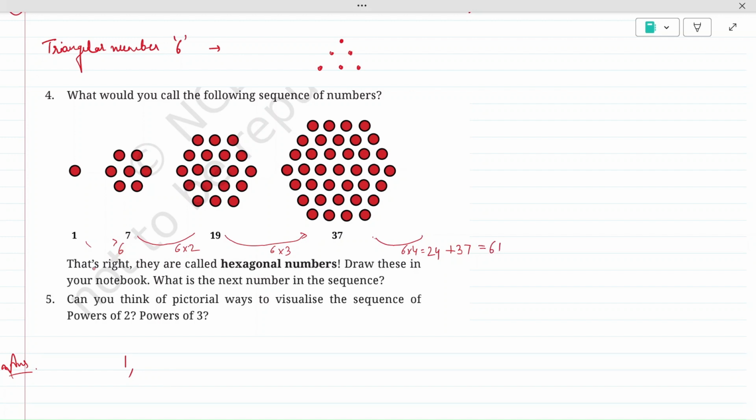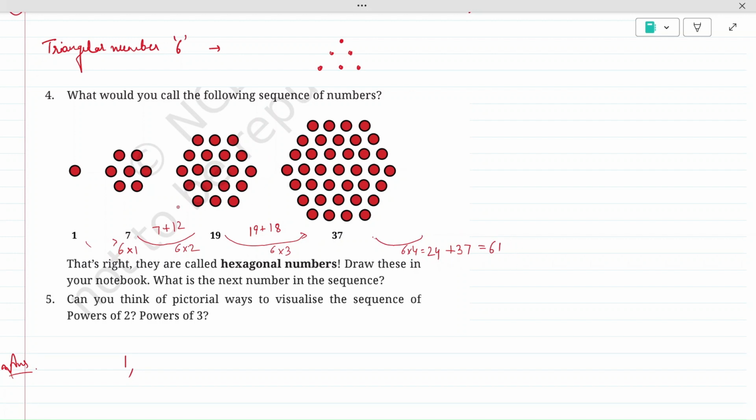I'm repeating this for you. The first number is 1. The next number is 6; we can call it 6 into 1. The very next number, we are adding 12 to 7, so we have done 7 plus 6 multiplied by 2, 12. And here 19 plus 6 multiplied by 3, we have done 18. And next we have done 37 plus 6 multiplied by 4.